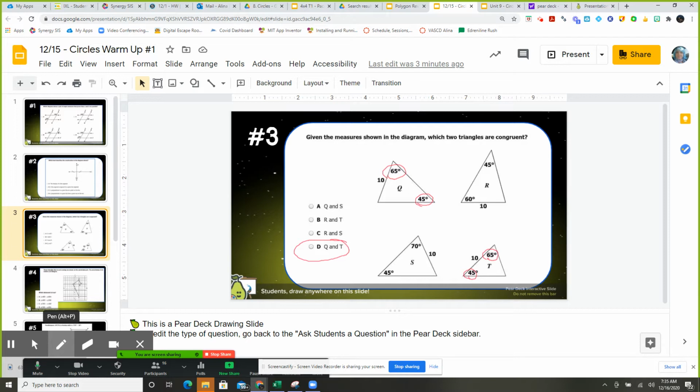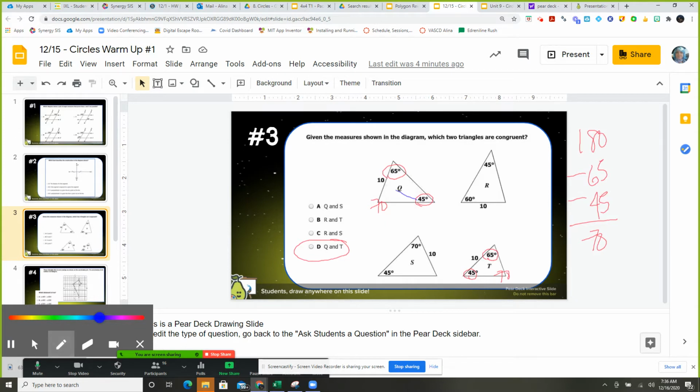What's the missing angle? Did anybody calculate the missing angle? If I do 180 minus 65 minus 45, what do I get? 180 minus 65 minus 45. 180 minus 110. What do you get when you do that? 70. 70, absolutely. So we can put our 70 in here.